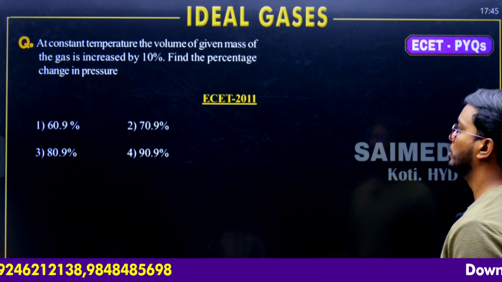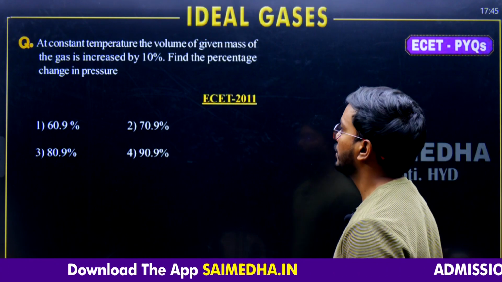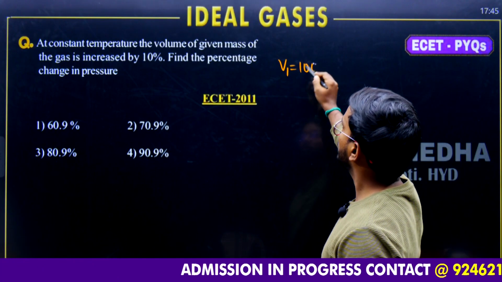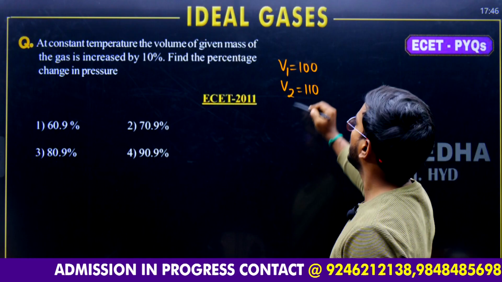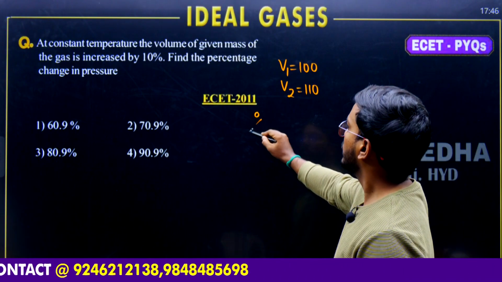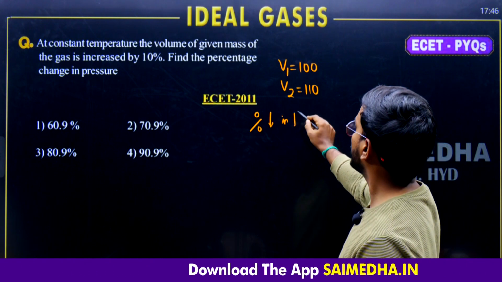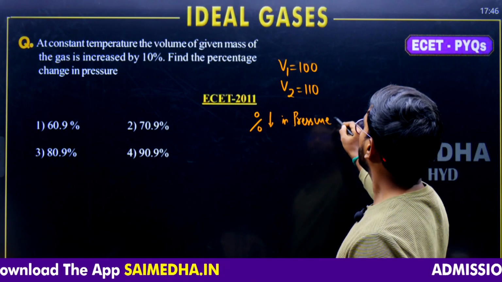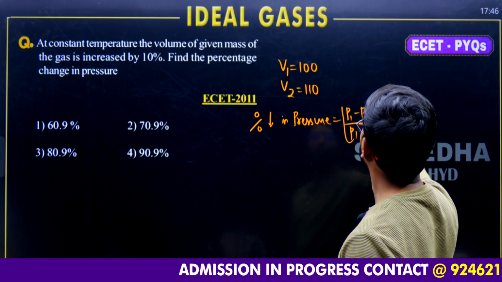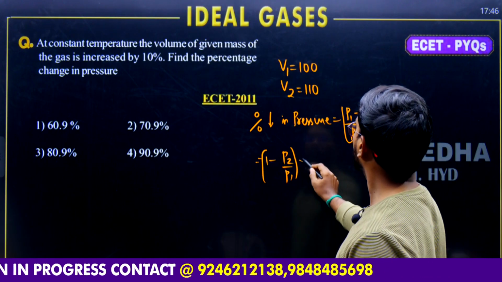The next question given over the board is, at constant temperature, the volume of a given mass of a gas is increased by 10%. If V1 is equal to 100, V2 is equal to 110. Find the percentage change in pressure. If volume is increasing, pressure decreases. Percentage decrease in pressure is equal to P1 minus P2 divided by P1 into 100. You can write it like this, 1 minus P2 divided by P1 into 100.